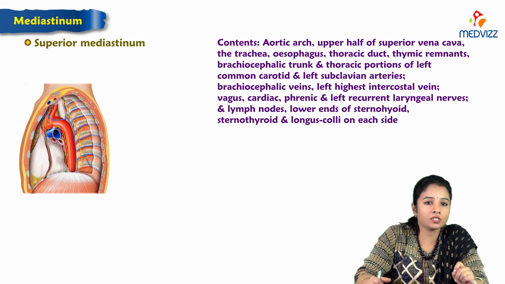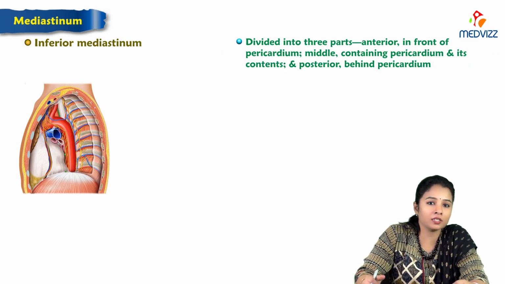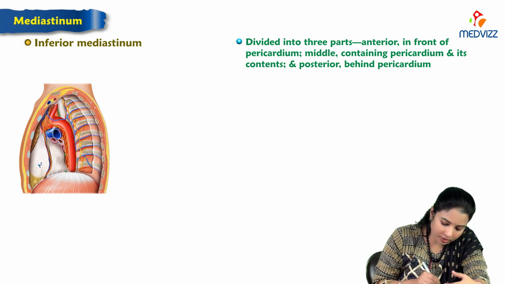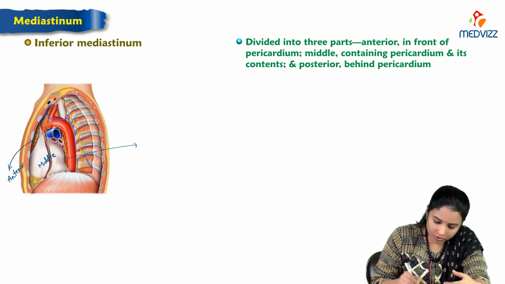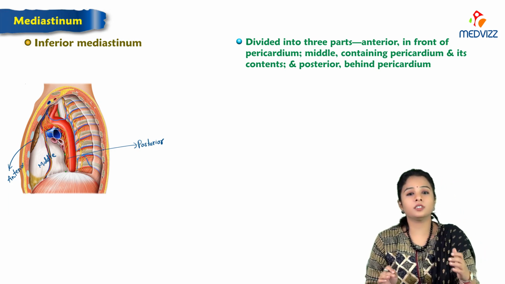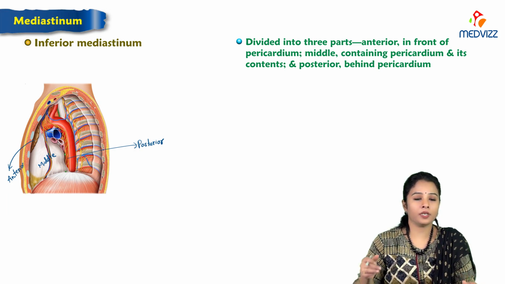So now we would discuss about the inferior mediastinum, and we knew that the inferior mediastinum is divided into three parts, that is the anterior, which is in front of the pericardium, middle containing the pericardium and its contents, that is this one is the middle mediastinum, anterior is here, and this is the posterior mediastinum. So posterior mediastinum is present behind the pericardium, that is posterior to the pericardium.